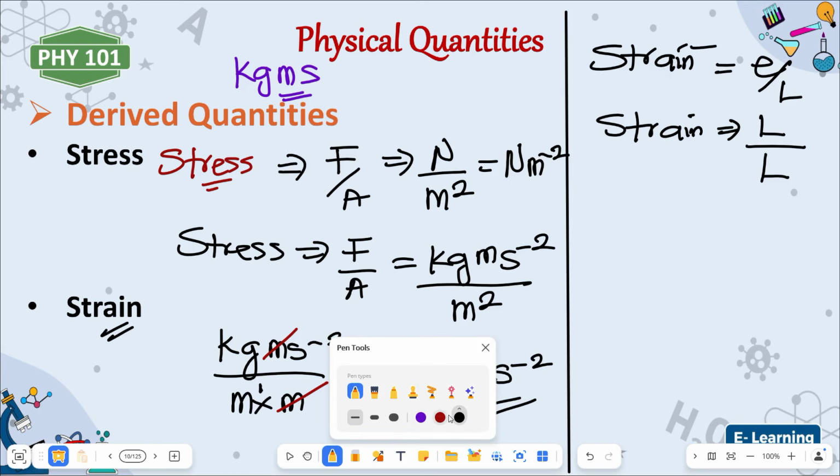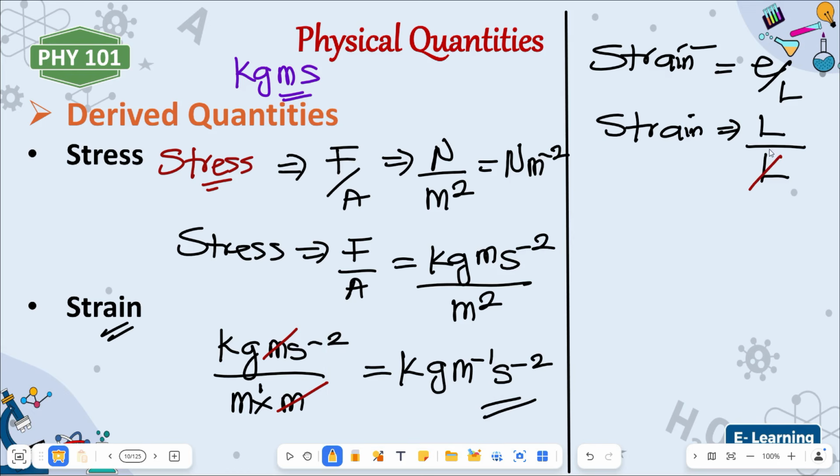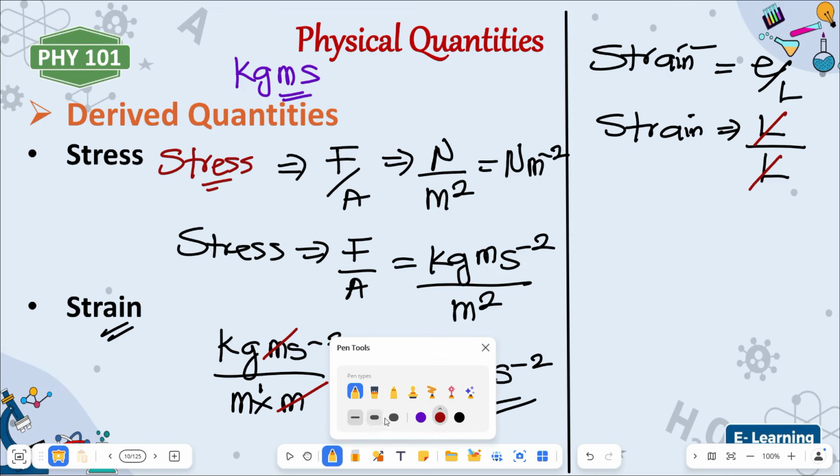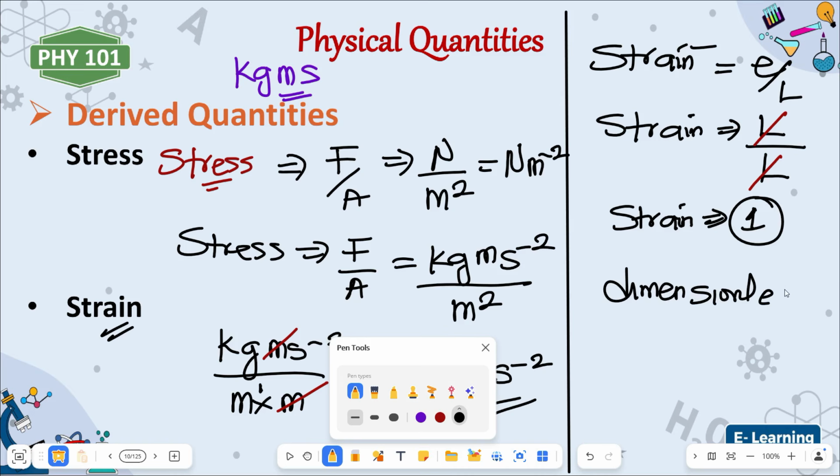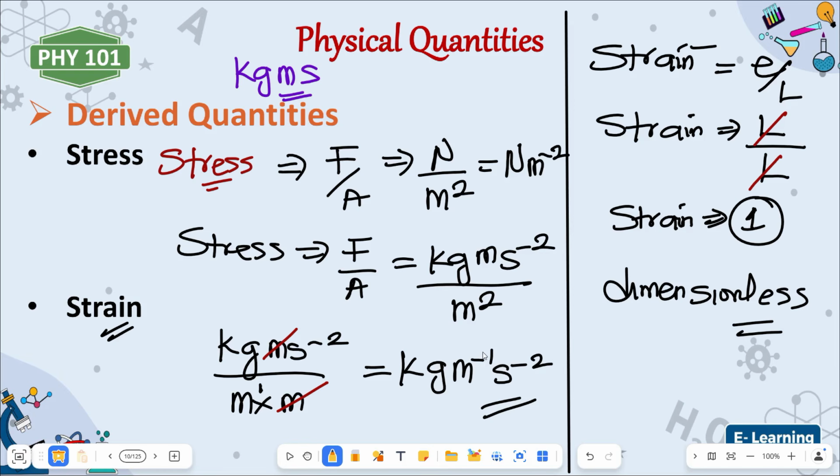All right, so my dear students, at the end of the day, what do you think will happen? Length will cancel length, and then, of course, your strain will be length cancels length. What are we going to have? 1. And 1 is dimensionless. Is that okay? It's dimensionless. So when you have two things cancel out, the unit is always dimensionless. Is that understood? So that is dimensionless.